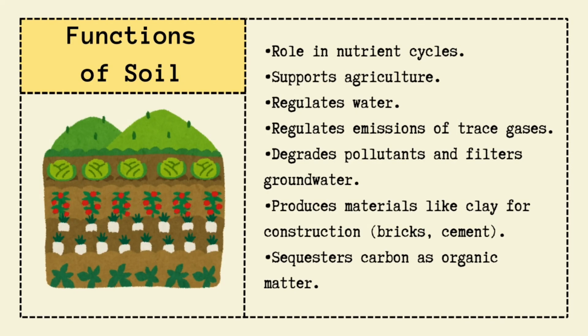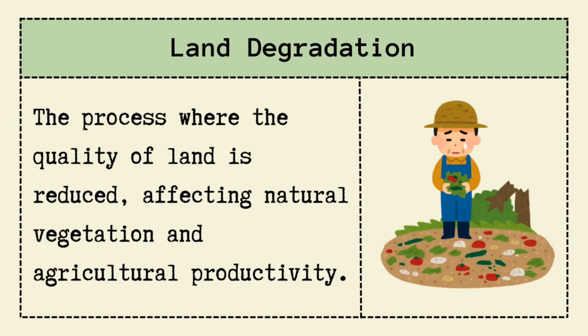After we tackle the horizons, here are the functions of soils. In the functions of soil, we can see a role in the nutrient cycles, supports agriculture, regulates water, regulates emission of trace gases, degrades pollutants and filters groundwater, produces materials like clay for construction, like bricks and cement, and sequesters carbon as organic matter. Land degradation. Land degradation is the decline in land quality, reducing its productivity.